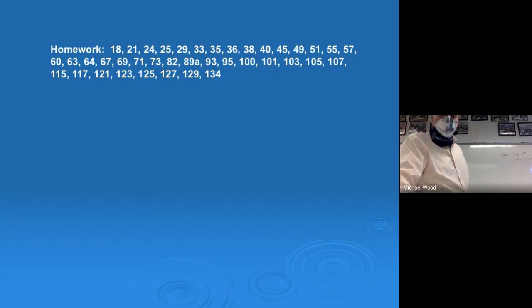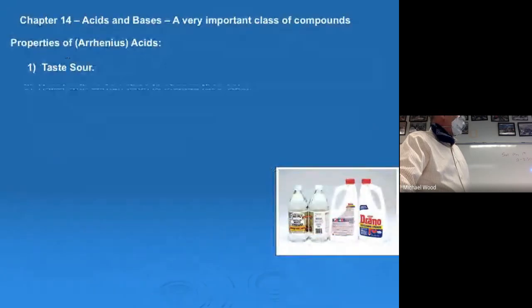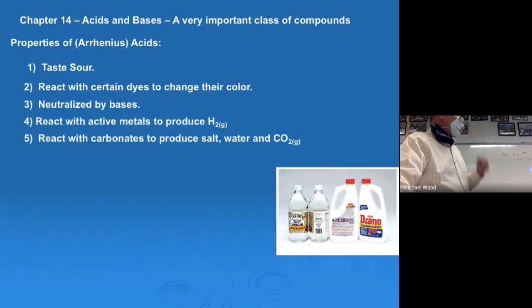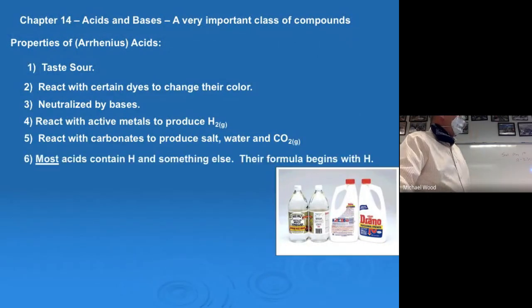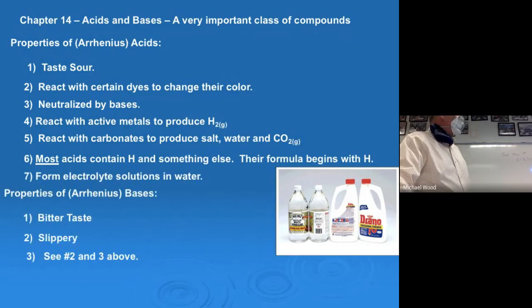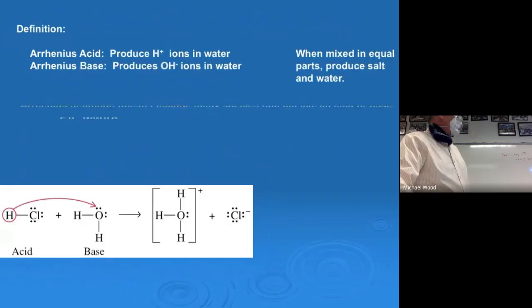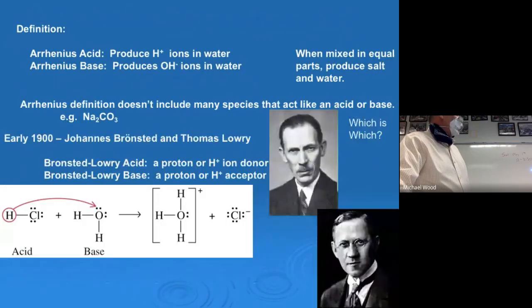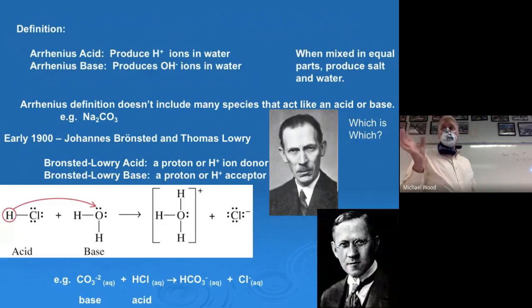So here's the problems. I've already went over this. We talked about properties of acids and bases. We said acids are mainly found in the refrigerator or in the food pantry, and bases are found as a cleaning product, like in the laundry room. And then this is where we left off. I was kind of rushing at the end, so let's pick up here.